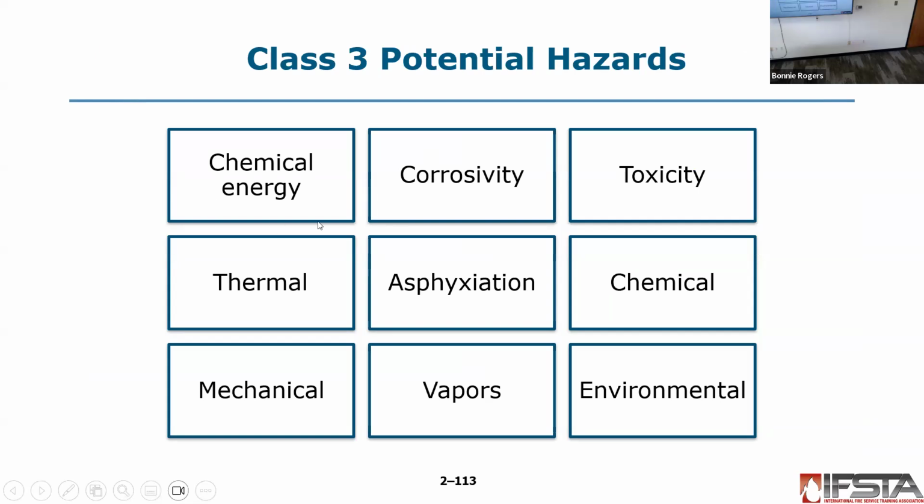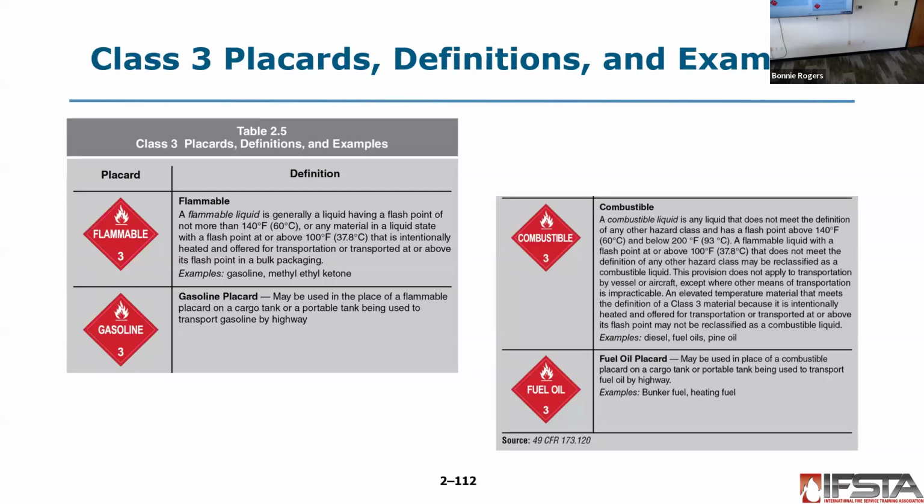Okay, what's class 4? I have a question. Yeah, go ahead. So in the book, it says that a flammable material is intentionally heated and offered for transportation at or above its flash point in bulk packaging. Why is that? Okay, let's see. Give me 1 second to read that.